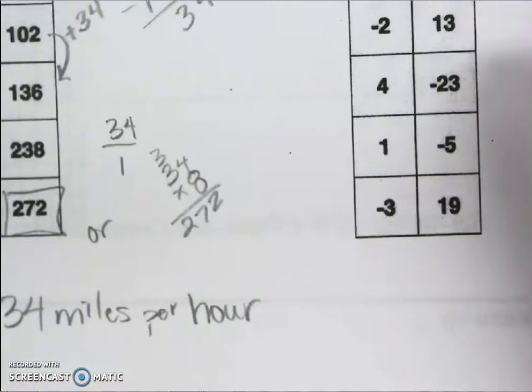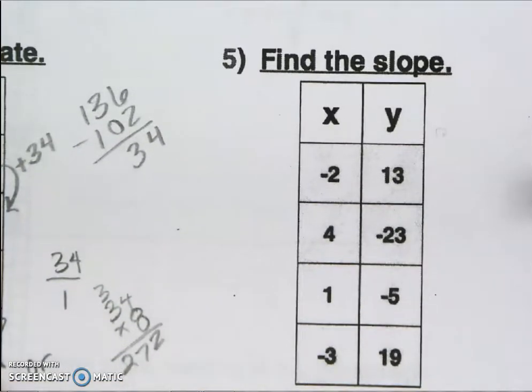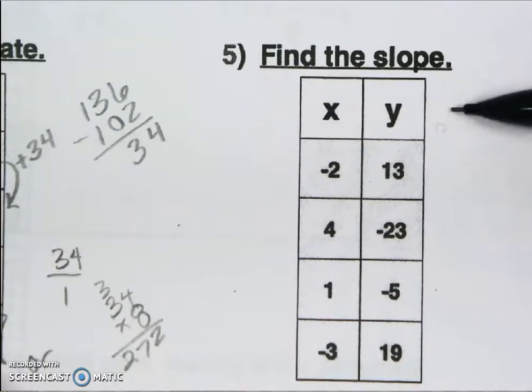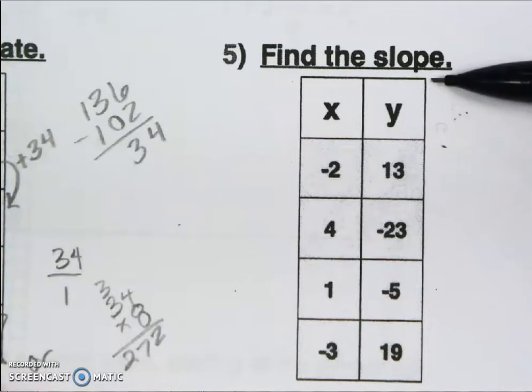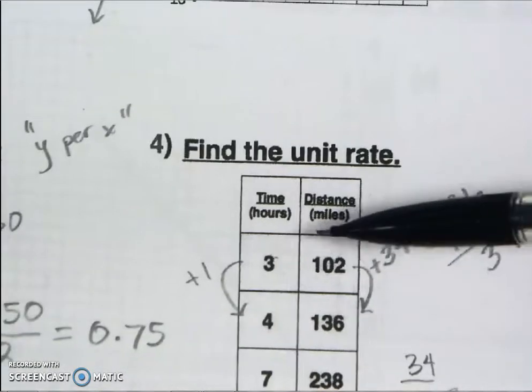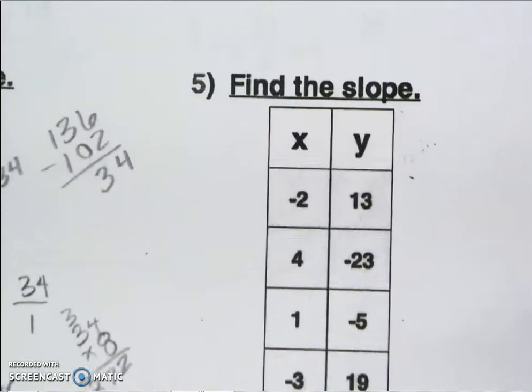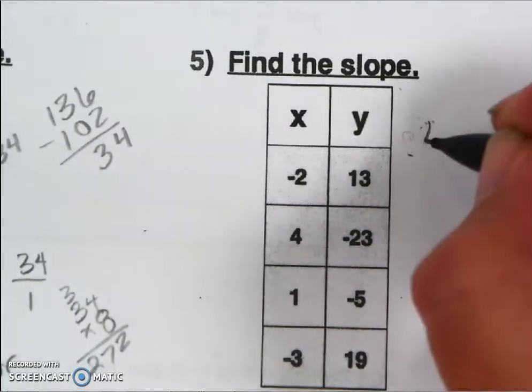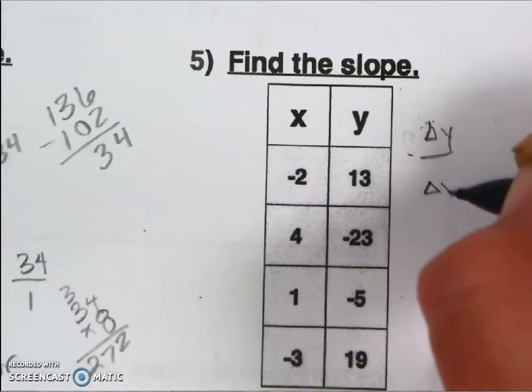All right, here we don't have any labels for any word problems or any situation. This is just straight find the slope. Notice when it's just straight numbers, they call it slope. If it has some labels to it, they usually call it rate. But since there's no labels here aside from x and y, we're just going to call this slope, which is change in y over change in x.